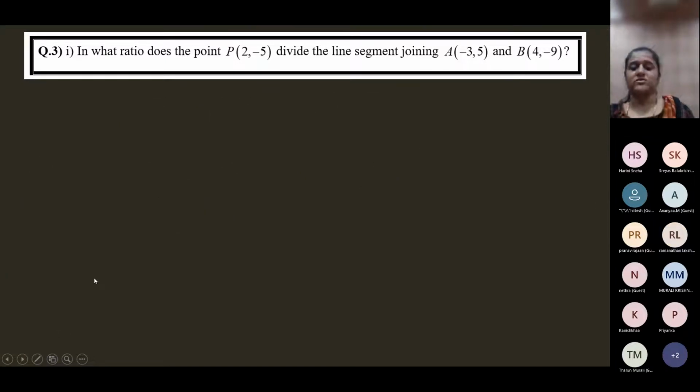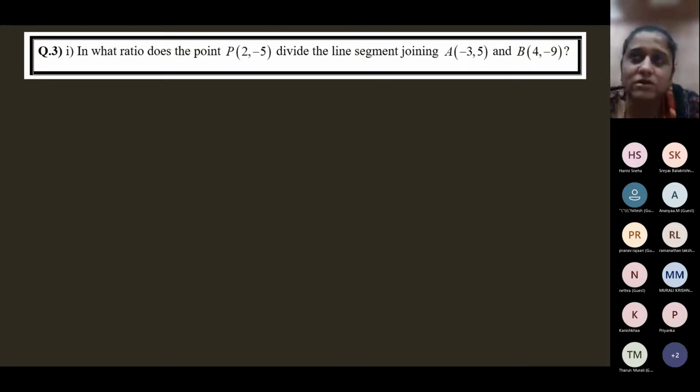Okay, so this is the next one, children. We finished 1 and 2. This is the third one. In what ratio does the point P divide the line segment joining A and B? Here you'll have to find the ratio. The coordinates of the point of division are given to you. You have to find the ratio in which P divides AB.